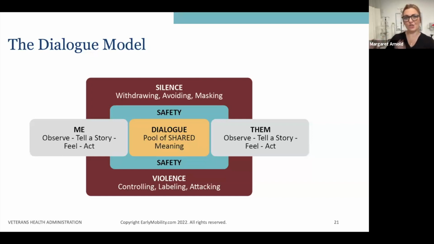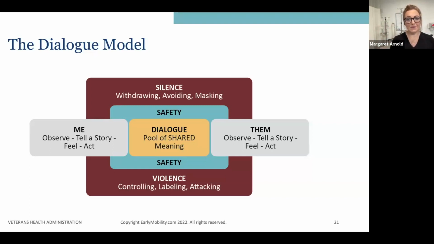But here's the thing, so does the other person. They have their own beliefs, values, expectations, emotions, all the stuff they drag to work with them today. They're going to observe this scenario from their perspective. They're going to tell their story to themselves. They're going to feel and act in their particular way.